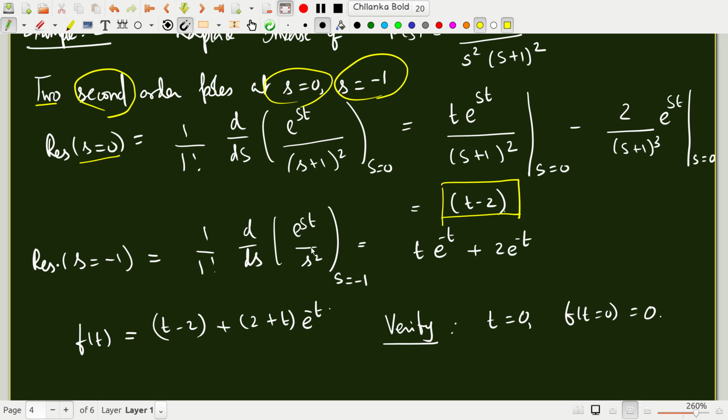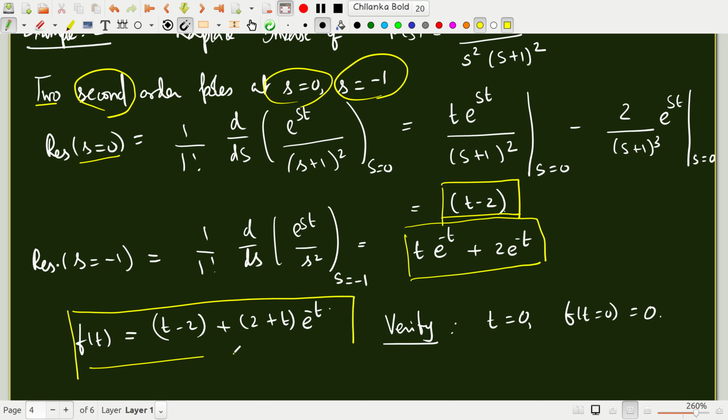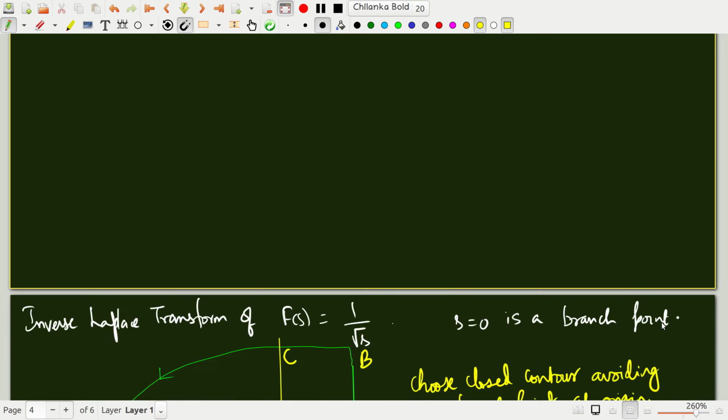I'm left with e to the st by s squared, evaluated at s; the derivative of this evaluated at s is equal to minus 1. I get the residue to be this. Okay, so the Laplace inversion of 1 over s squared times 1 over s plus 2 the whole squared is simply this. If I put t equal to 0, you will find that this is 0, this is minus 2, this is plus 2, and then this is 1. So this will actually give me 0. Okay, this is what we want.